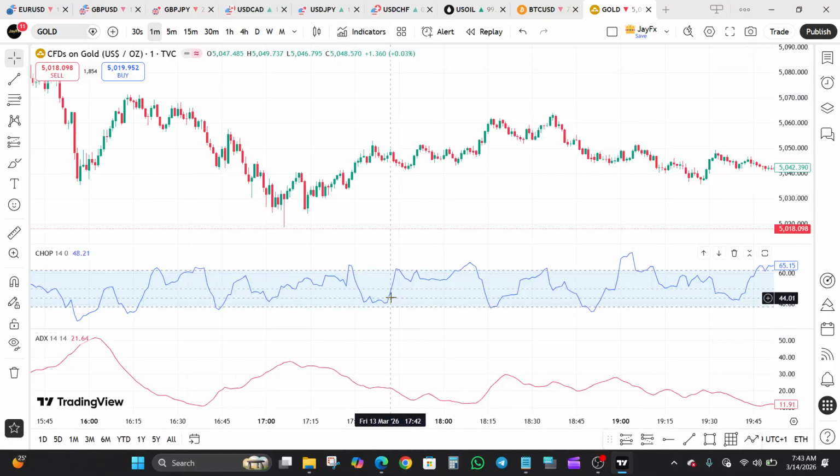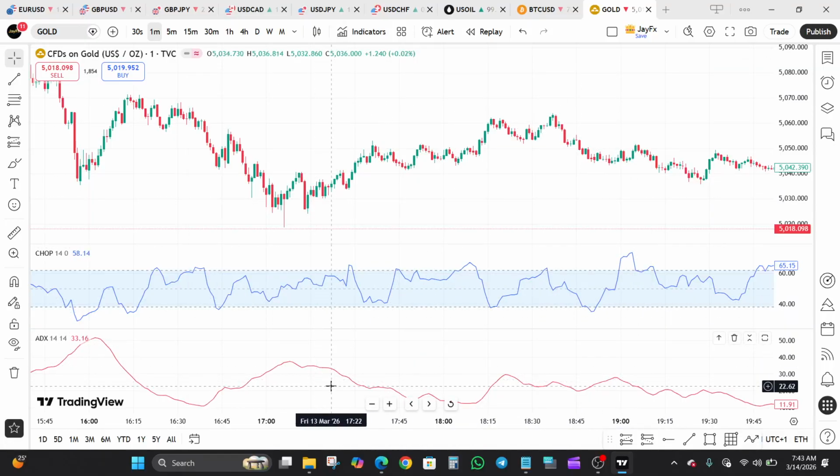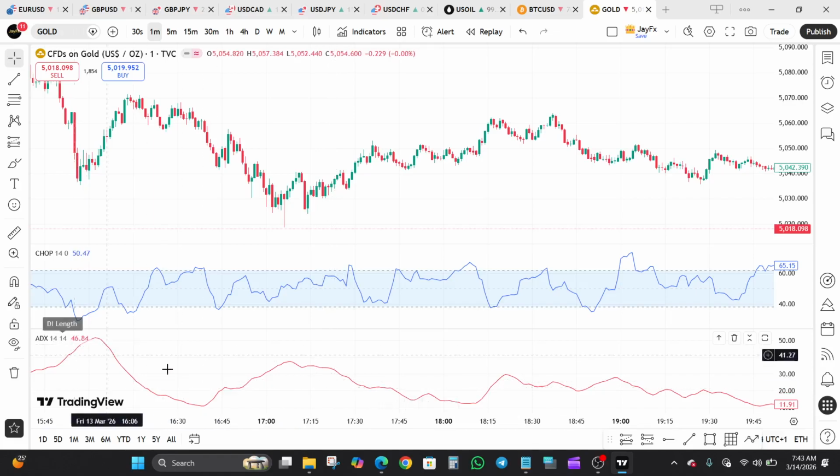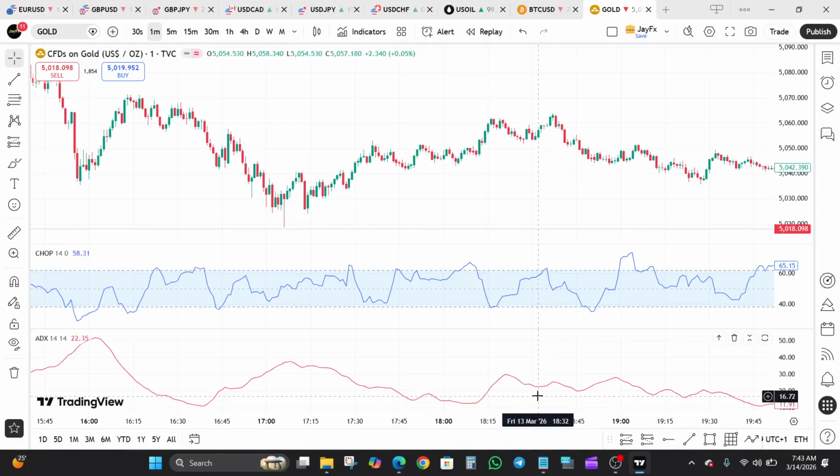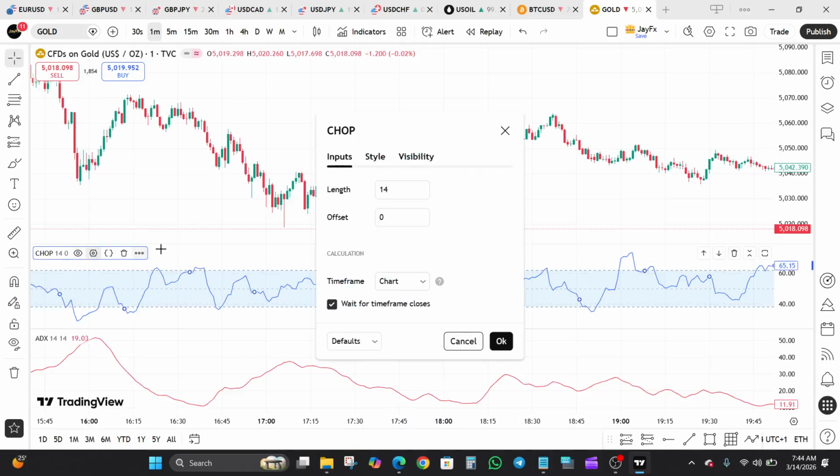Now, the Choppiness Index and the Average Directional Index, commonly called the ADX, are both indicators designed to evaluate market conditions. However, they focus on slightly different aspects of price behavior. The Choppiness Index measures whether a market is trending or moving sideways. It analyzes price movement over a specific number of periods. Feel free to change the length depending on how you want the sensitivity of the indicator to be. You can reduce the length if you want more sensitivity. You can increase the length if you want lower sensitivity.